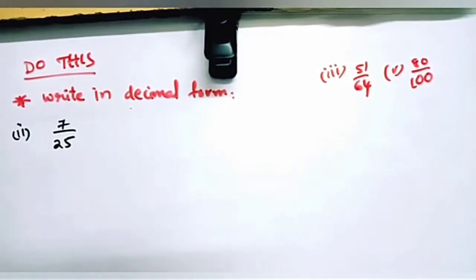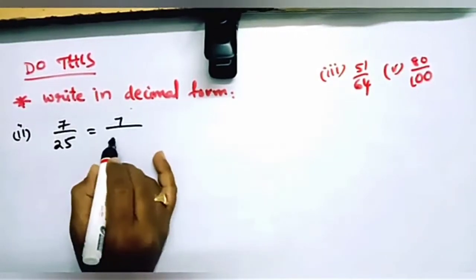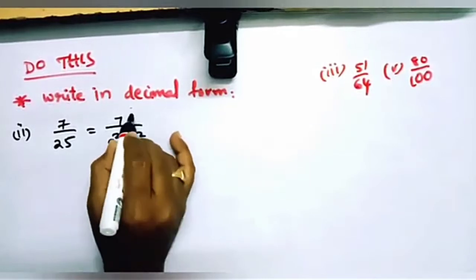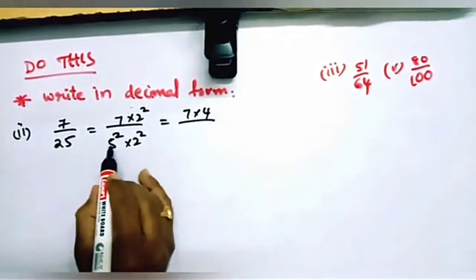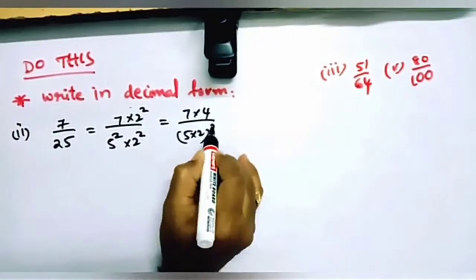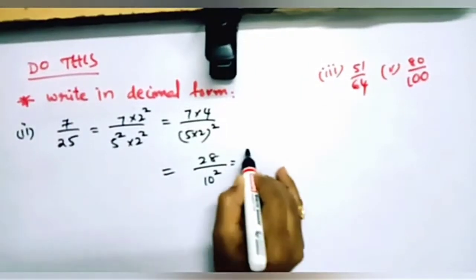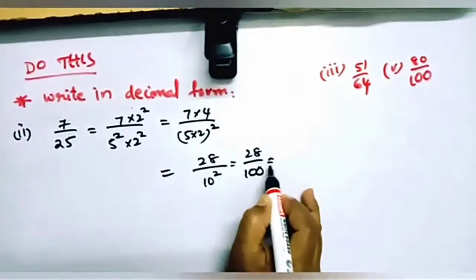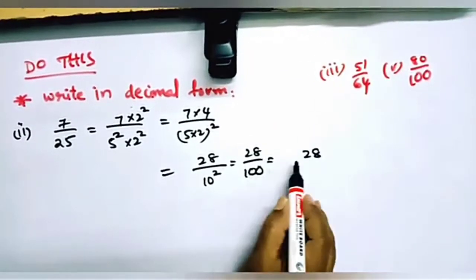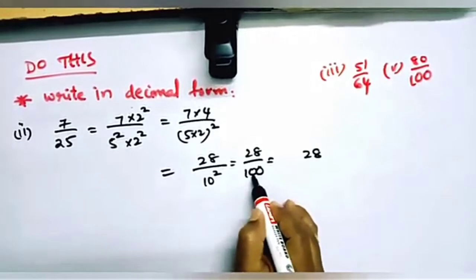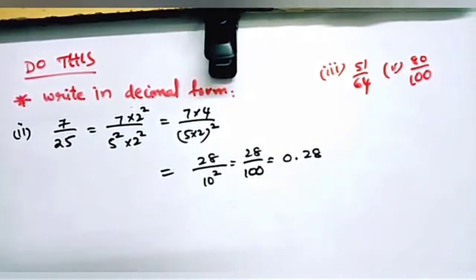Second question, 7 by 25, so you should write 7 by 5 square. Here you should take 2 square and multiply the numerator also with 2 square, that is 7 into 4, 2 square is 4, over 5 into 2 whole square. Then 7 times 4 is 28 by 5 times 2 is 10 square, that is equal to 28 by 100. To convert the decimal fraction to decimal, write the number as it is, then keep the point after 2 digits, 1 2, keep point, then 0. The answer is 0.28.